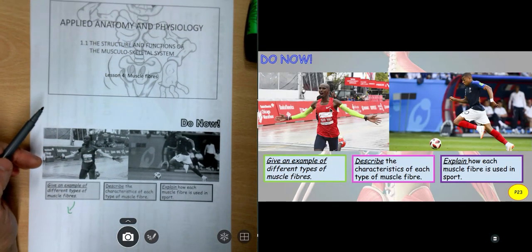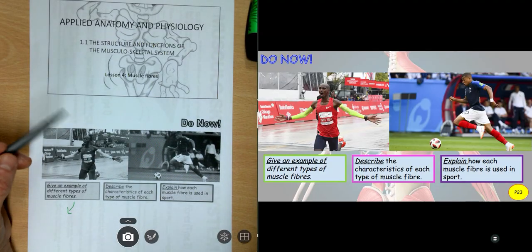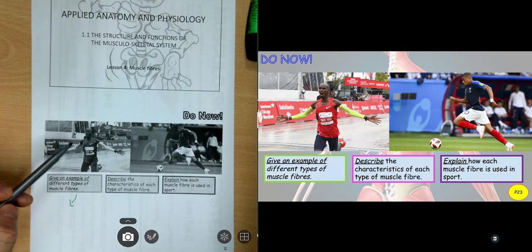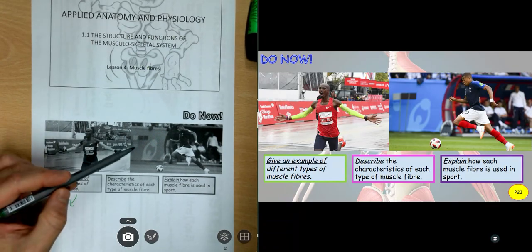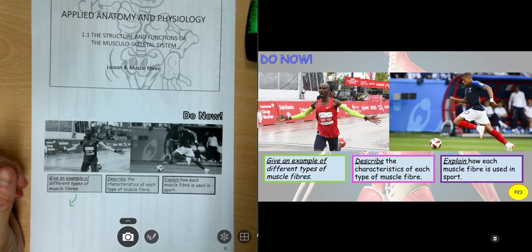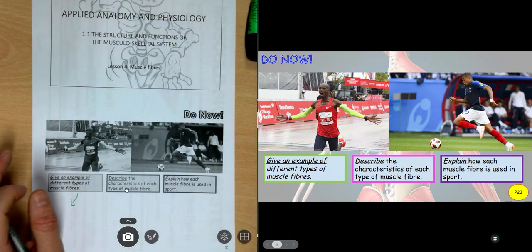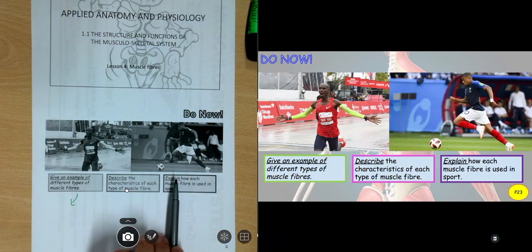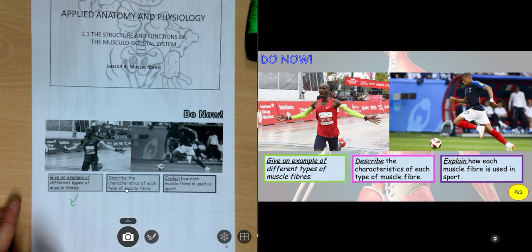There's 2 performers on the screen. If we're unfamiliar with the term muscle fibres, maybe just look at the types of movement that these 2 athletes do. How are they different? If we do know things about muscle fibres, can we characterise them? How are the different muscle fibres different? And how are they used in sport?